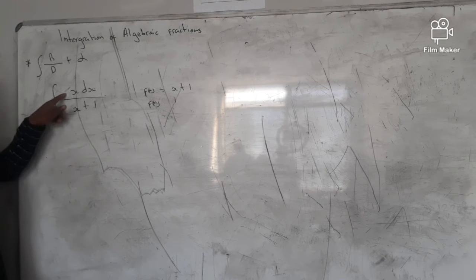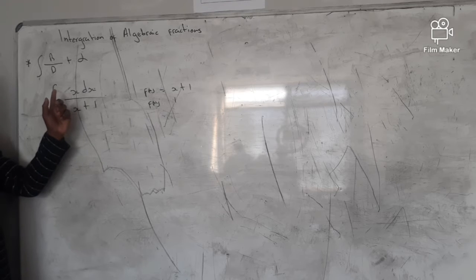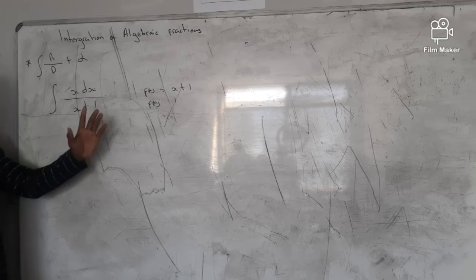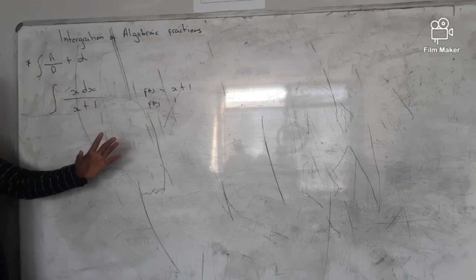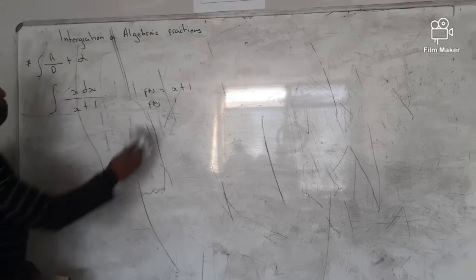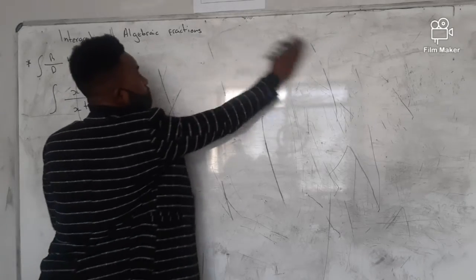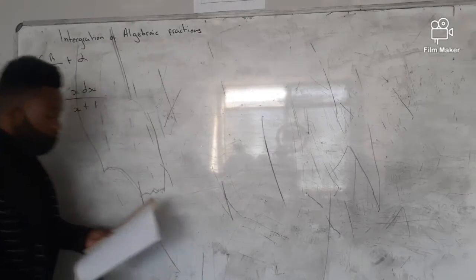You see that here I have x, and there's no way I can correct it, because I have 1 and here I have x. So you see that type 2 doesn't fit here. So we are going to use long division.